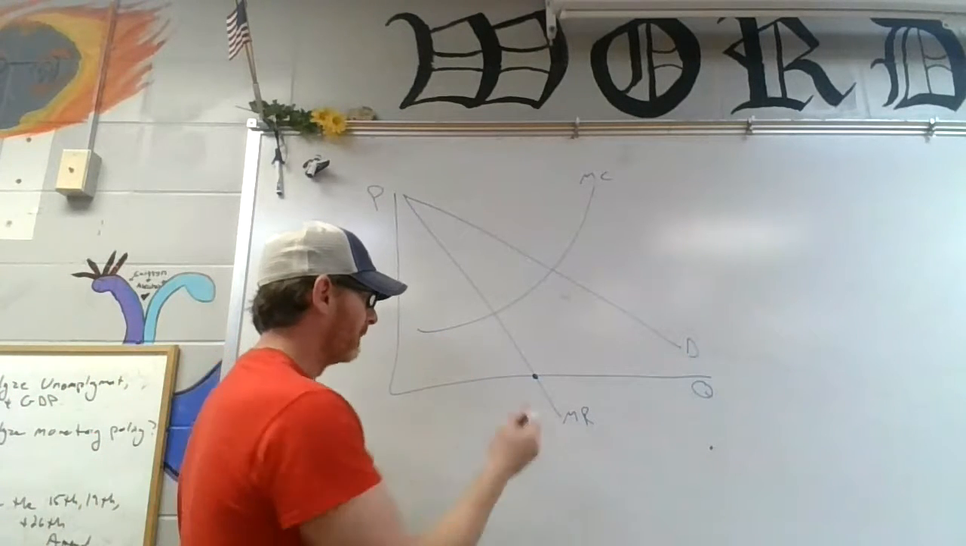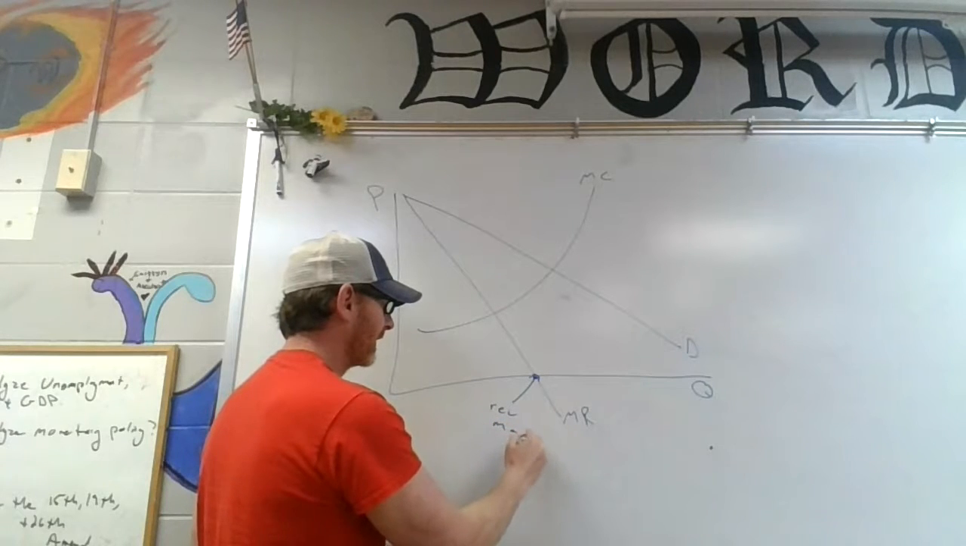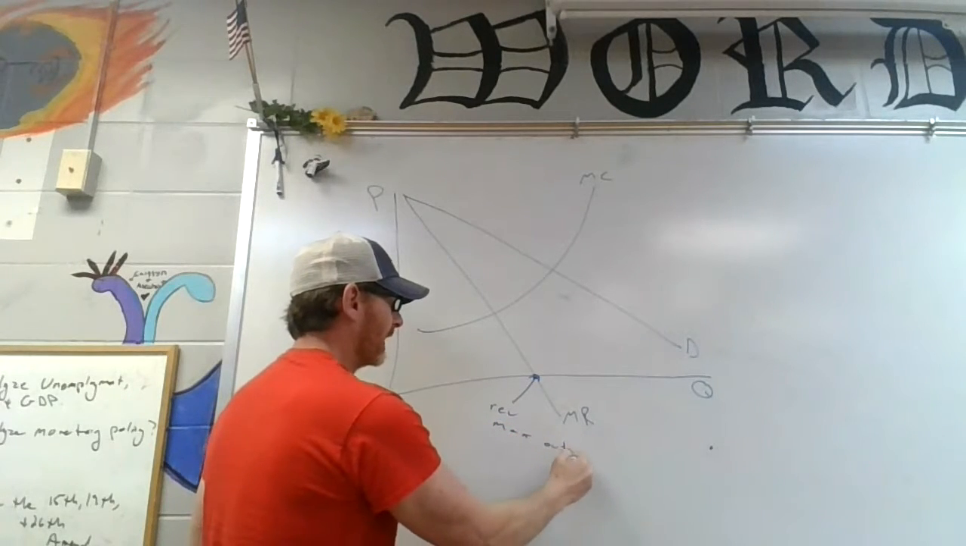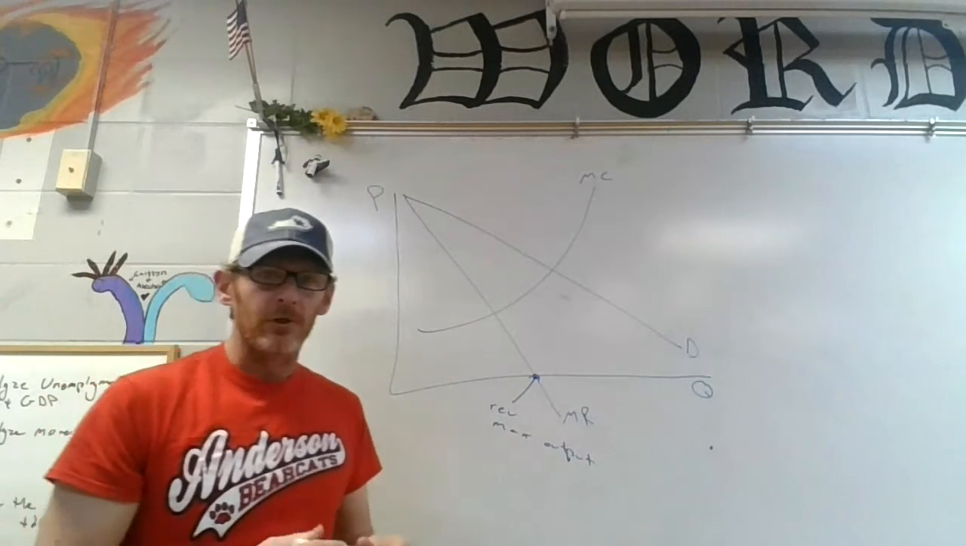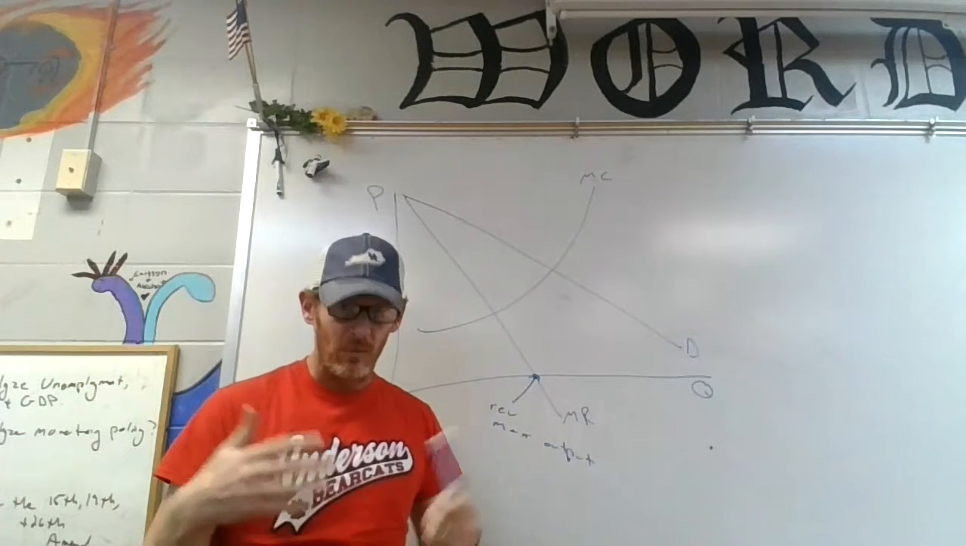Okay. A couple things to remember: where marginal revenue hits the axis, that is our revenue maximizing output. So it doesn't mean that we are producing at the highest profit. It just means we're producing the most revenue there.